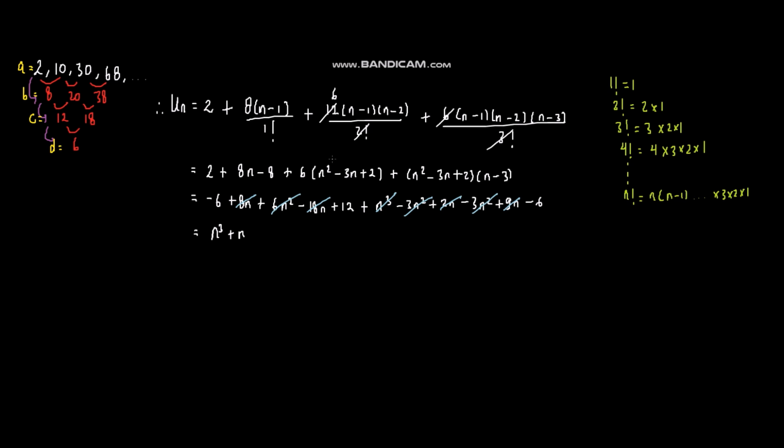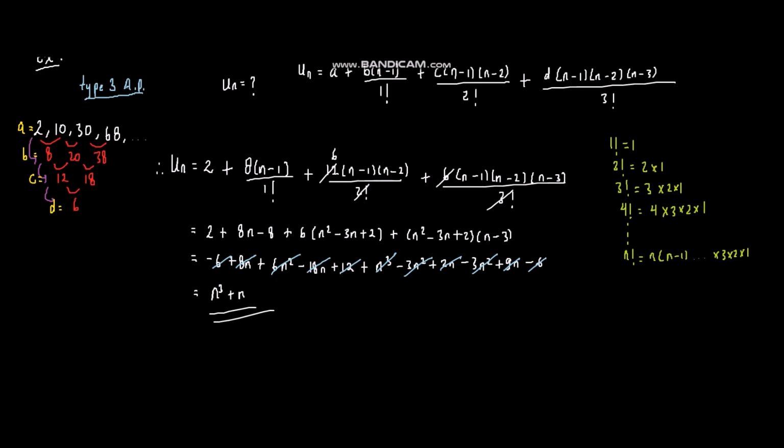And then let's take care of the constants now. Minus 6 plus 12 is plus 6. Plus 6 minus 6, 0. So the constants cancel. As you can see, we've already taken care of everything. We didn't miss anything. And this is our answer. So this will be our final answer. N cubed plus n. And this is our nth term.